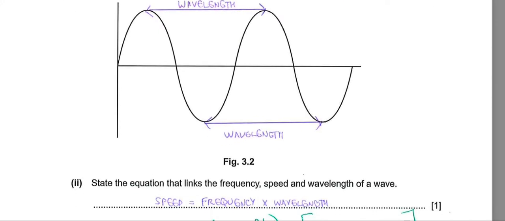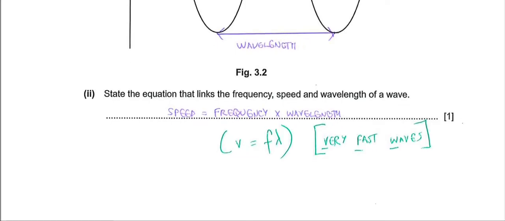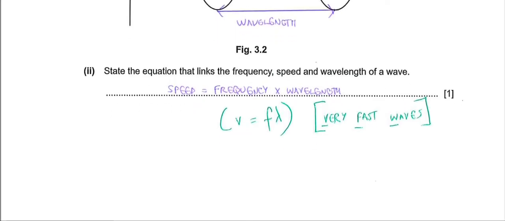A lot of little 1-mark questions in this one, which is quite a nice start to the paper. Last one here, as this part here, state the equation that links the frequency, speed, and wavelength of a wave. Okay. I've written this in words, you could write it in symbols. Speed is equal to the frequency times the wavelength.